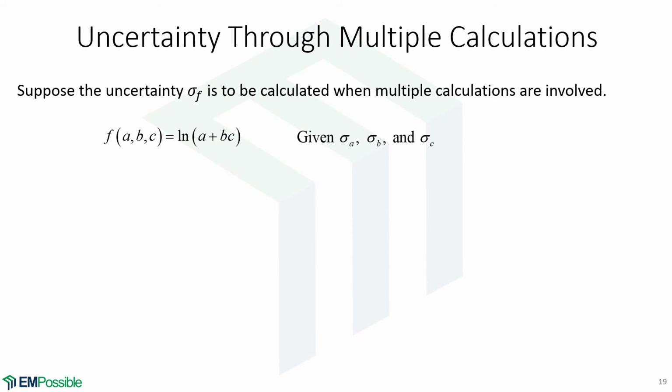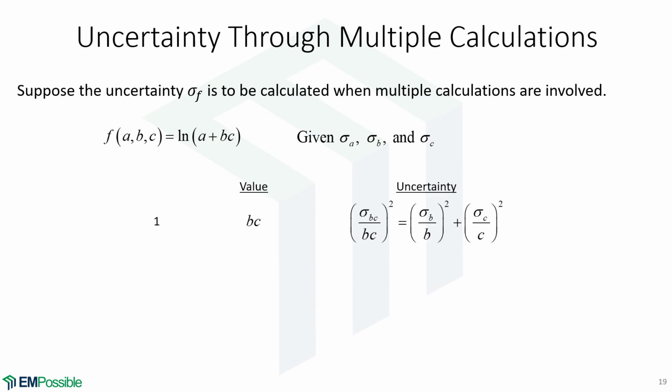So we can use a table like that to analyze more complicated things. And so let's look at uncertainty through multiple calculations. So here's our function now, the natural log of A plus B times C. And we're saying that A, B, and C, these parameters all have uncertainty associated with them. We can look at a function like that and see that as a series of simple functions that we would find in the table on the previous slide.